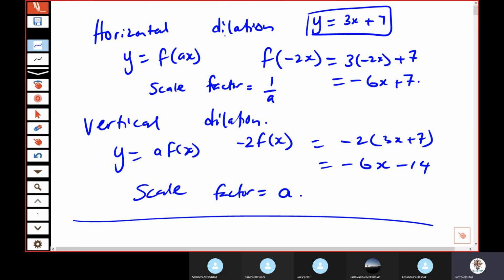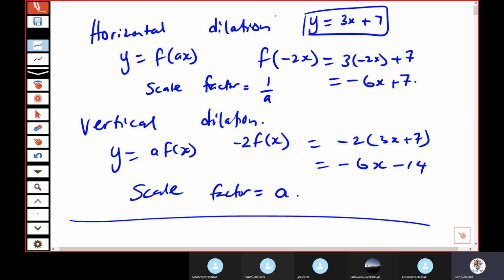Okay, horizontal dilation has to be x-axis. So this is x-axis. A vertical dilation is through the y-axis. Okay, so let's do a question, a very basic one.